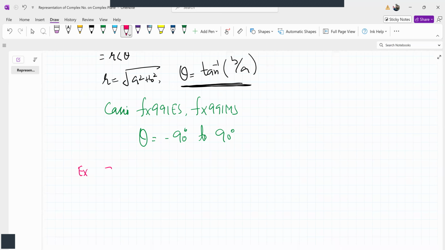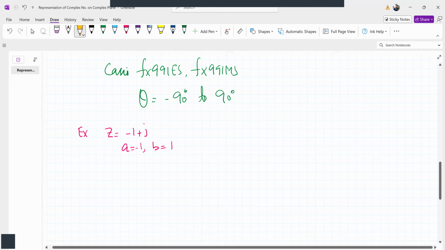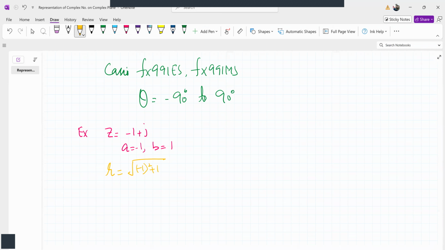So suppose z is minus 1 plus j. How much is a? A is minus 1, b is plus 1. So if we try to calculate, r will be simply equal to under root of minus 1 square plus 1 square, that's equal to under root of 2. Similarly, what will be theta? Tan inverse of 1 divided by minus 1, that's equal to tan inverse of minus 1. Tan inverse of minus 1 is simply minus 45 degrees.